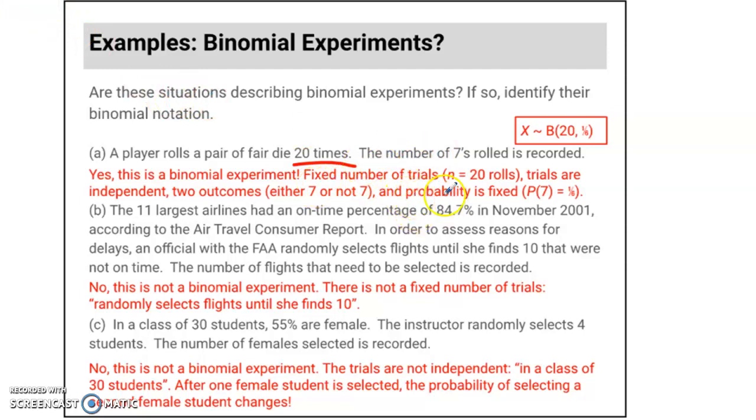And we also know that the probability of success is fixed. In other words, the probability of rolling a 7 is 1 out of 6. If you don't believe me, Google it, but trust me, the probability of rolling a 7 on a pair of fair dice is 1 out of 6.